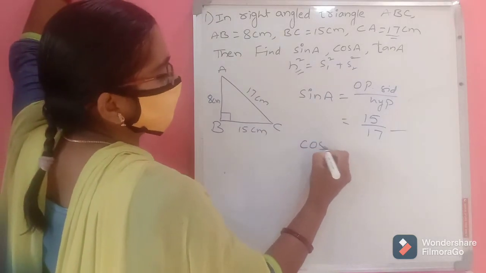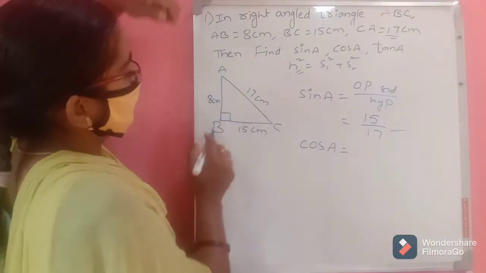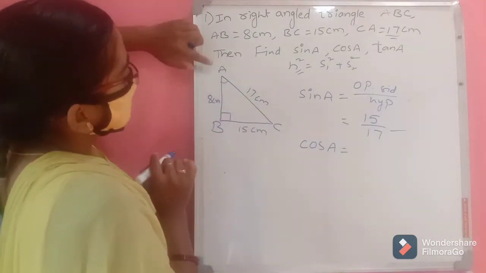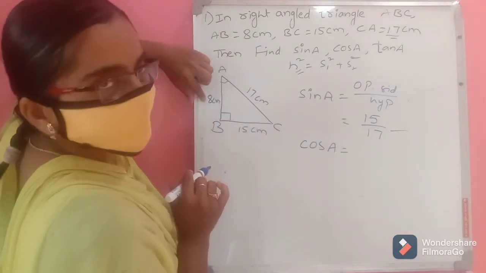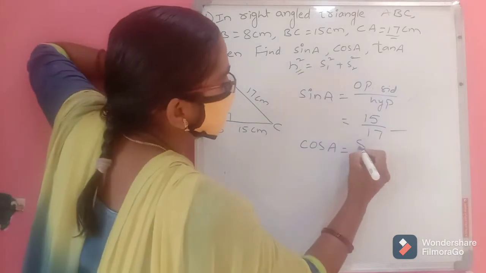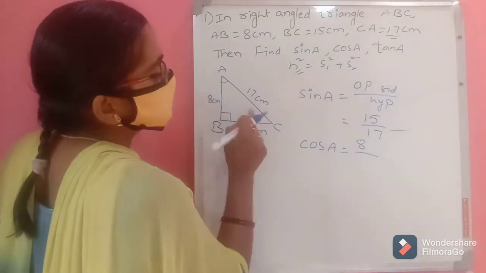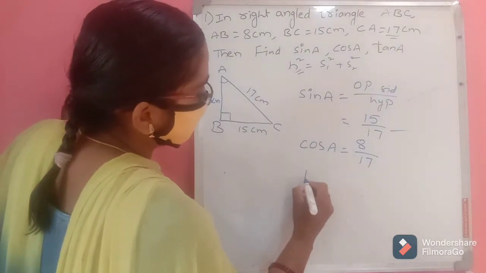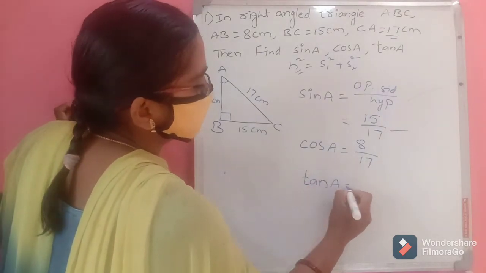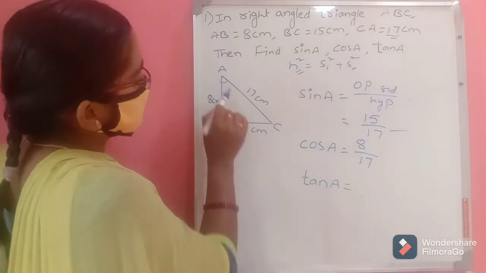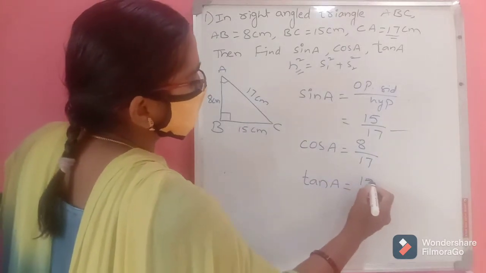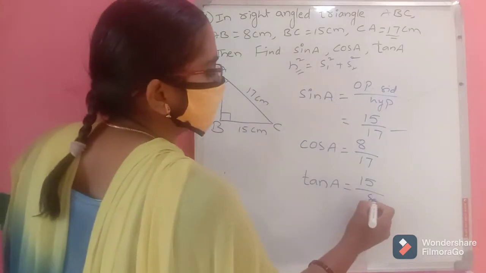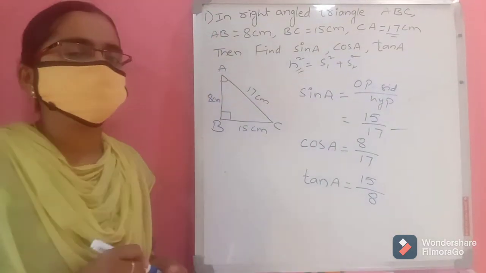Next, cos A. Cos A is adjacent side by hypotenuse. For A, the adjacent side is 8 centimeter, and the hypotenuse is 17. That's it, leave it. Next, tan A. Tan A is opposite by adjacent. For A, the opposite is 15 and the adjacent is 8. Therefore, tan A is 15 by 8.